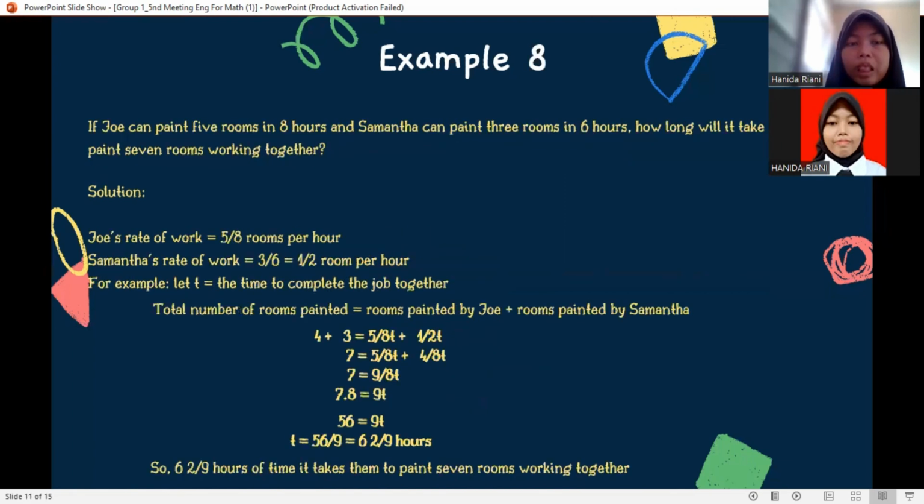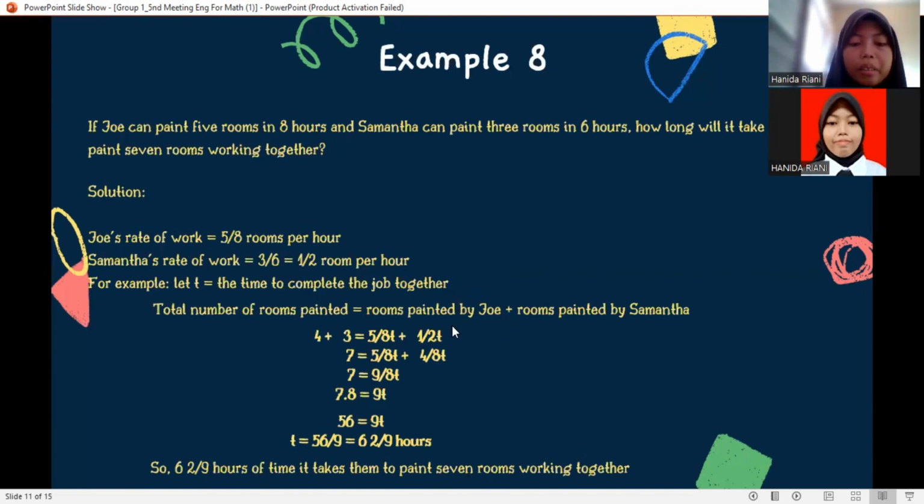Example 8. If Joe can paint 5 rooms in 8 hours and Samantha can paint the rooms in 6 hours, how long will it take them to paint 7 rooms working together? Solution. Joe's rate of work equals 5/8 rooms per hour. Samantha's rate of work equals 1/2 room per hour. Let T equal the time to complete the job together. And so, the total number of rooms painted equals rooms painted by Joe plus rooms painted by Samantha.